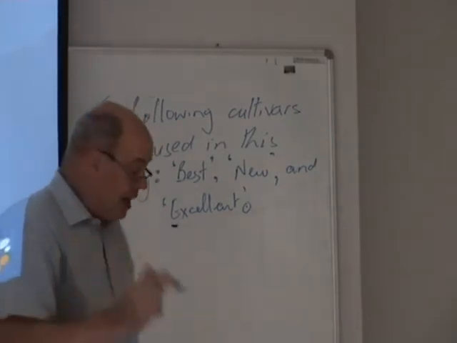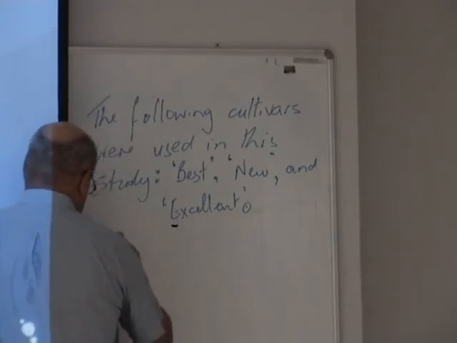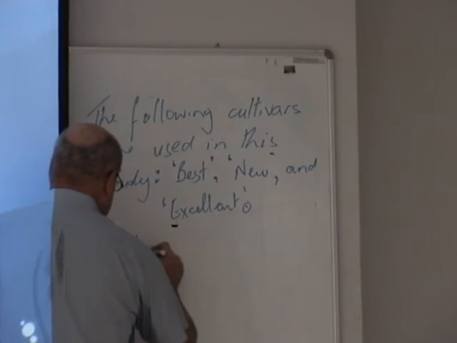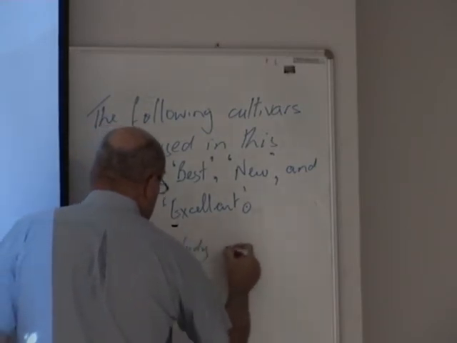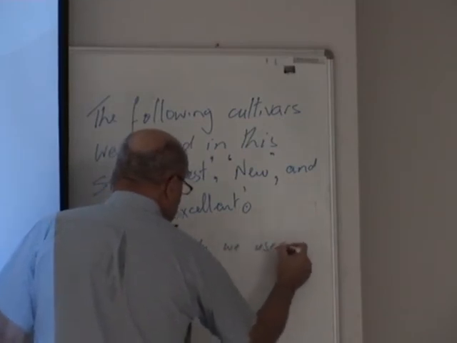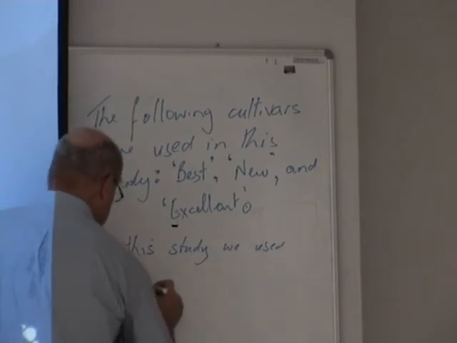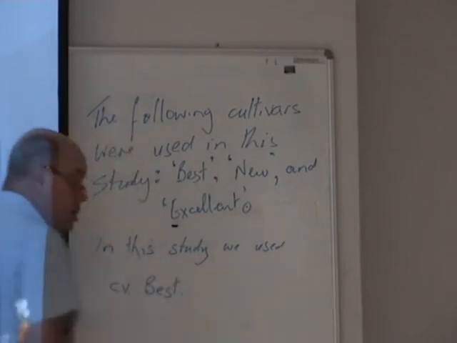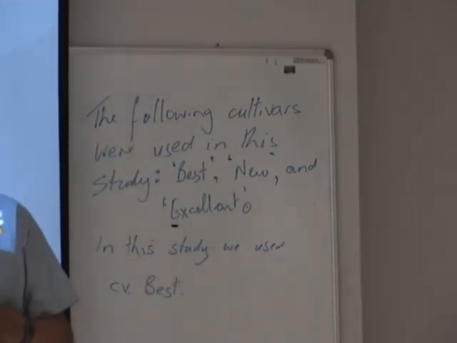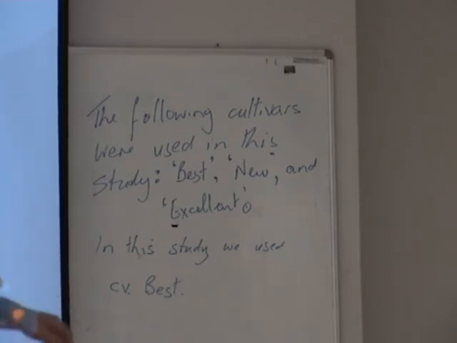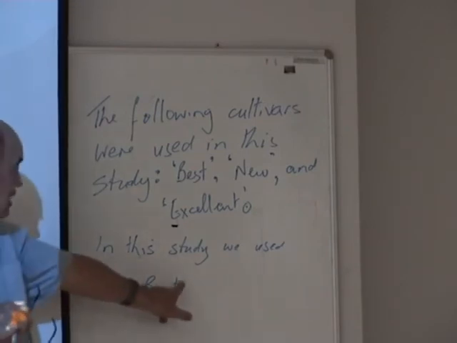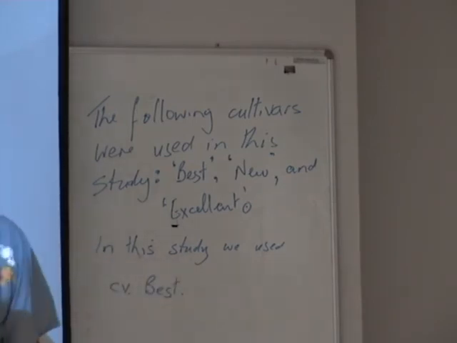let's go to the first person example. In this study, we used, then you write CB, full stop, Best. No single quotes at all. And you can see how you could have both of those sentences in the same manuscript. And you might say, but that's being inconsistent with style, and I would agree with you. So as an editor, typically what I do is I still go in and I edit, I put single quotes around the name, even if it's got "cultivar" or "cv." in front of it.